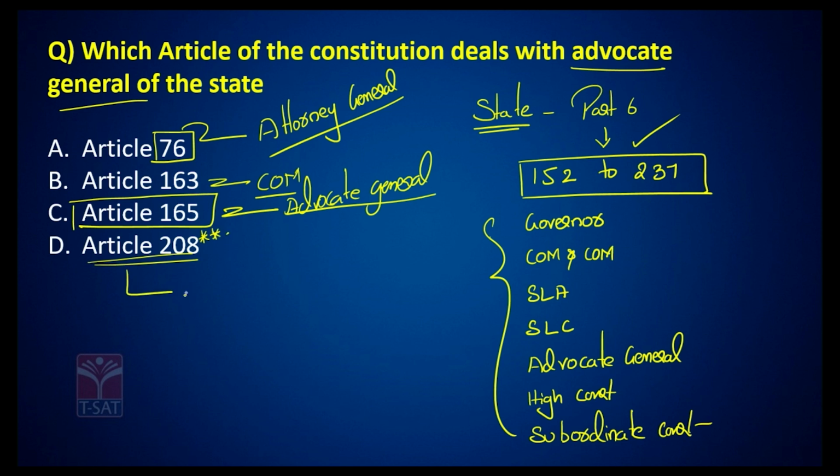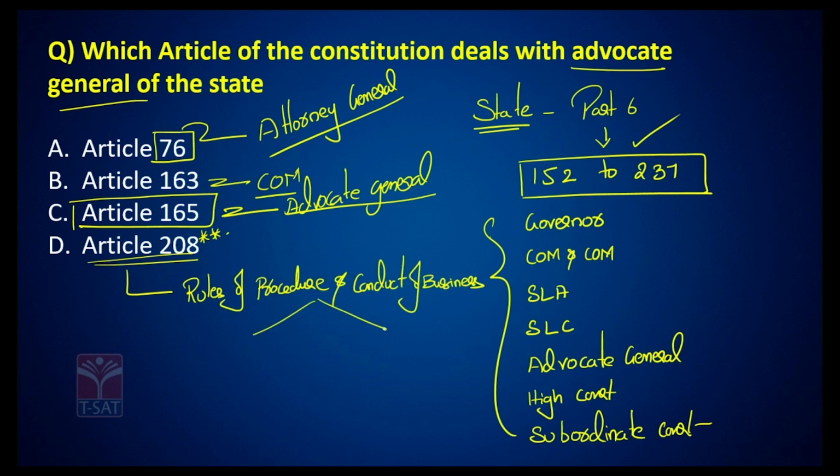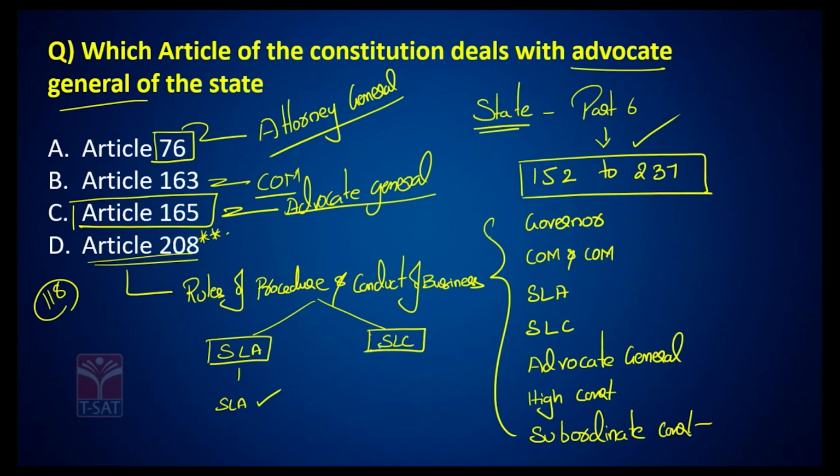Article 208 talks about rules of procedure and conduct of business. The rules of procedure of the assembly are framed by the state legislative assembly only, like your Parliament. See, Article 118 talks about the rules of procedure and conduct of business for the Parliament. According to Article 208 of the Constitution, the assembly frames its own rules. Now what about the council? The rules of the state legislative council are framed by the Governor with the help of the assembly.